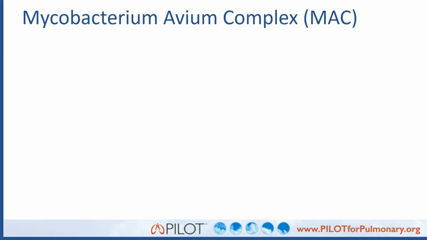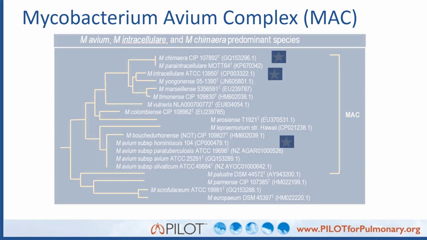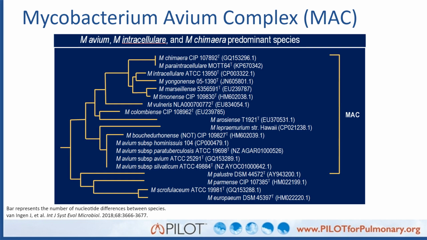And when we talk about MAC specifically, it's a complex of organisms that tends to be difficult to separate into individual organisms in the lab. Normally around 12 species, and the most common organisms that form the MAC complex are Mycobacterium avium, Mycobacterium intracellulare, and Mycobacterium chimaera. But just know that MAC is a complex consisting of a number of different types of bacteria that get lumped into a MAC complex.